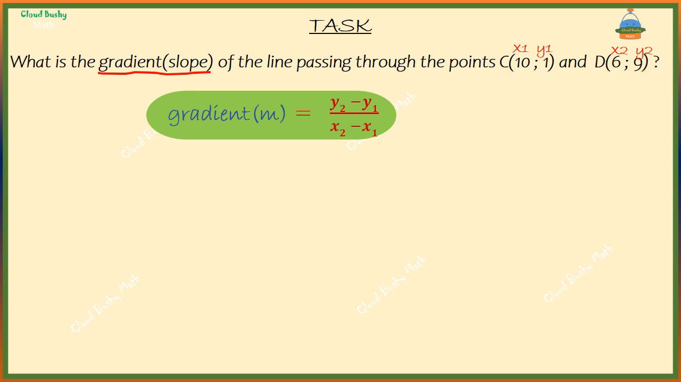So plugging into the formula, we have the gradient or slope of the line CD is equal to 9 minus 1 over 6 minus 10. That is 8 over negative 4. 6 minus 10 is negative 4. So that means the gradient of the line CD is 8 divided by negative 4. That is negative 2.